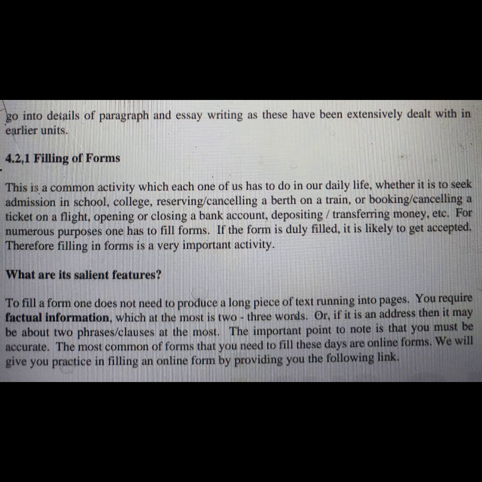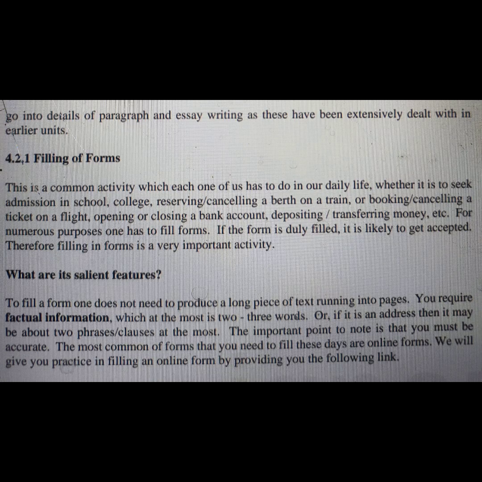Filling of forms. This is a common activity which each one of us has to do in our daily life, whether it is to seek admission in school, college, reserving, cancelling a berth on a train, or booking, cancelling a ticket on a flight, opening or closing a bank account, depositing, transferring money, etc. For numerous purposes one has to fill forms. If the form is duly filled, it is likely to get accepted. Therefore, filling in forms is a very important activity.